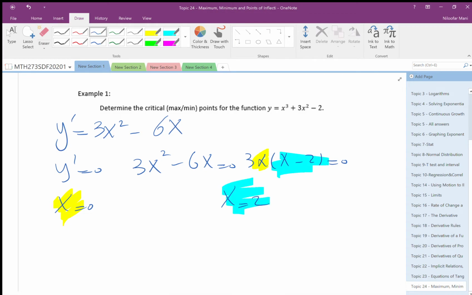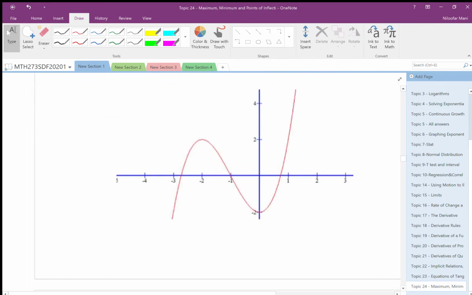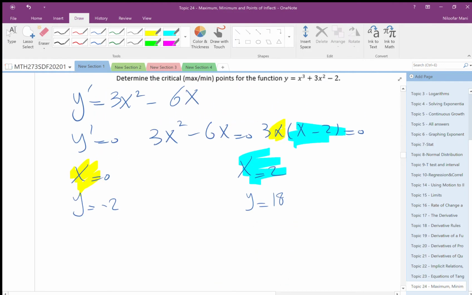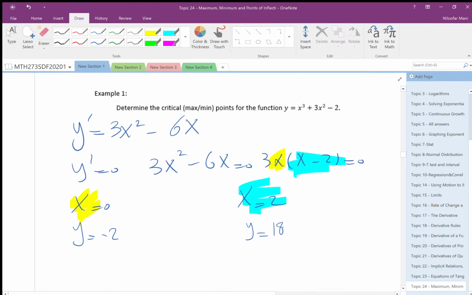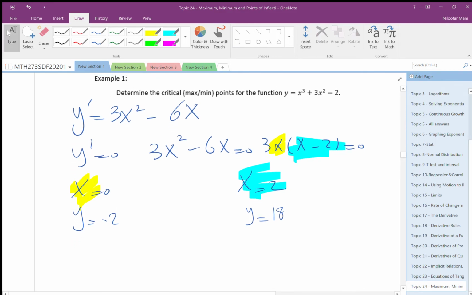I told you, you have to find y as well. If x equals 0, y is minus 2. If x equals 2, y is 8 plus 3 times 4, 12, 20 minus 12... I'm not sure. Let me check with my calculator. So 8 plus 3 times 4 minus 2. Yes, 18.